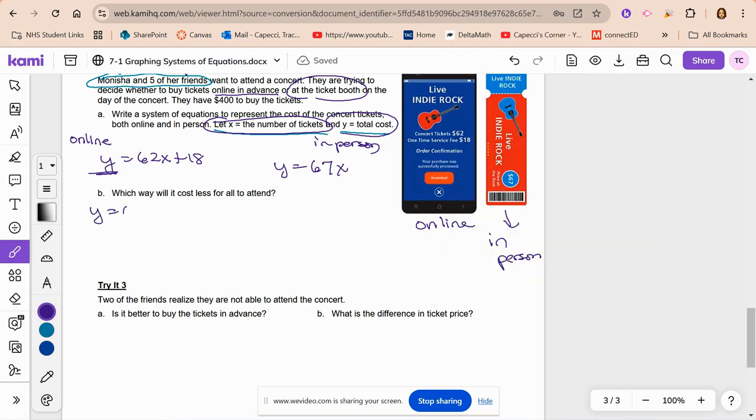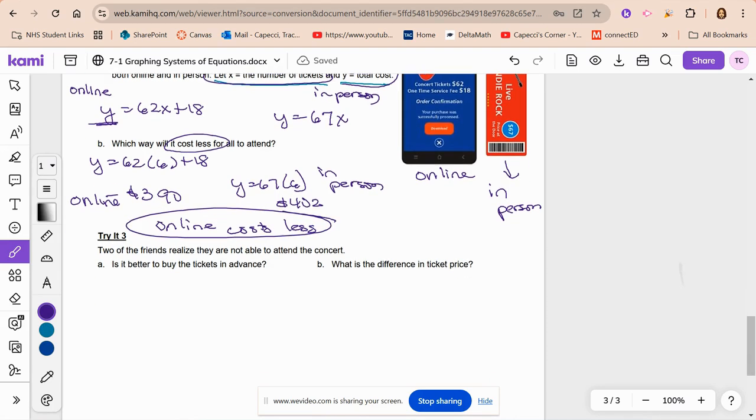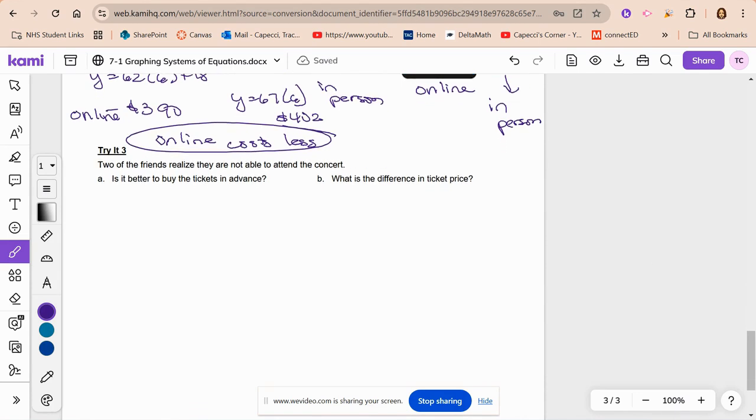Now, which will cost less for all to attend? So there are 6 people total. So I'm going to substitute 6 in for X. That's the number of tickets. Use my calculator, and I get 390, and this is online. Okay, when I do in person, I'm going to do 67 again times 6, and that's going to give me 402. So which one will cost less? Online costs less, because we know that's 390 versus 402. All right, let's go from there.